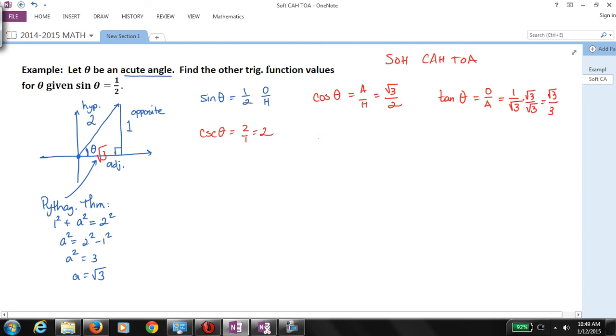Cosine is associated with which one? Secant. So secant of theta is equal to, flip this, we end up with 2 over square root of 3. So let's just simplify, square root of 3 over square root of 3, which is 2 square root of 3 over 3.